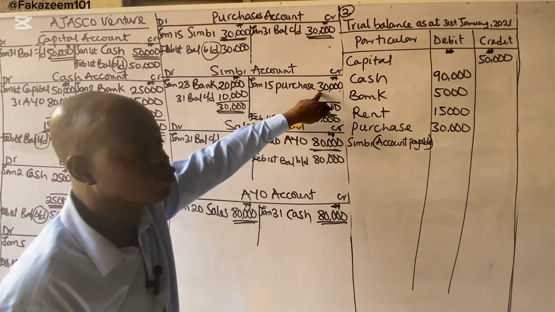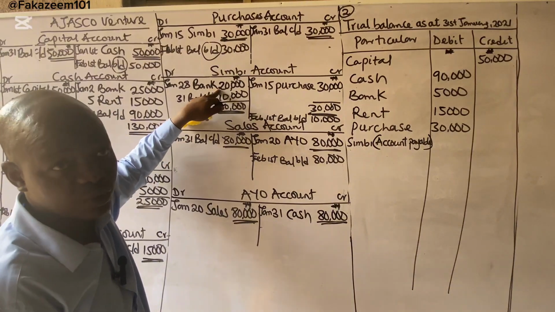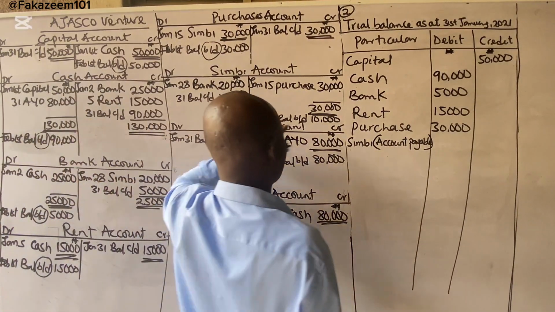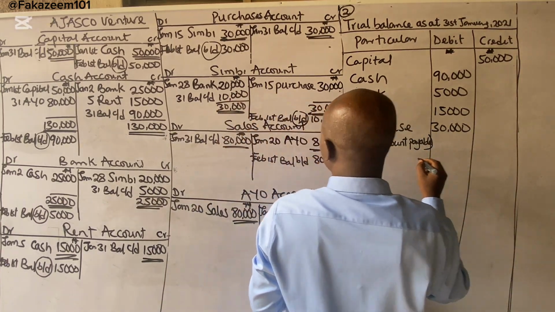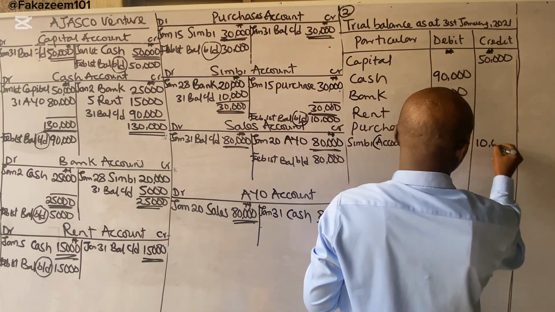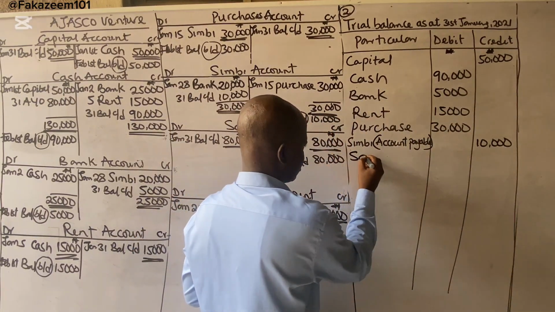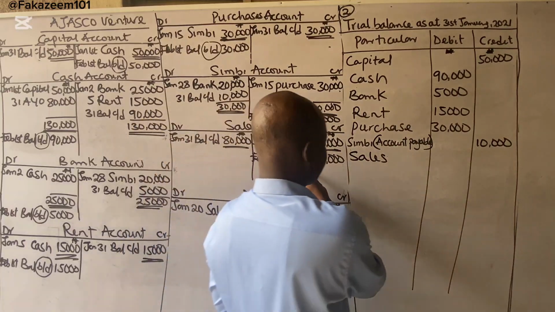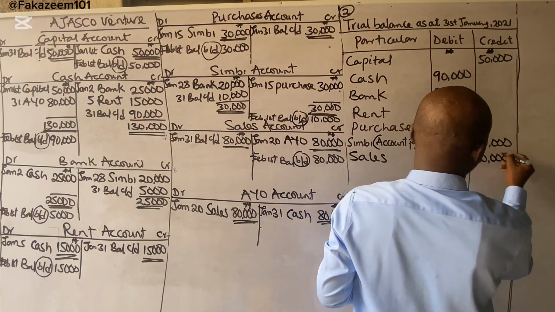Why? They bought goods on credit from Simbi 30,000. They paid Simbi 20,000, and they are still owing 10,000. It will be shown in their trial balance on credit side that Ajasco Venture is still owing Simbi 10,000. The BD is on credit side. Let's look at sales. Sales balance BD falls on credit side. It means it should be extracted on the credit side.